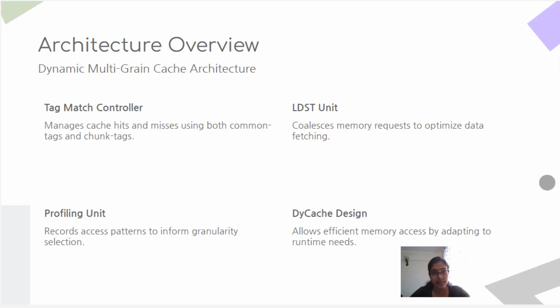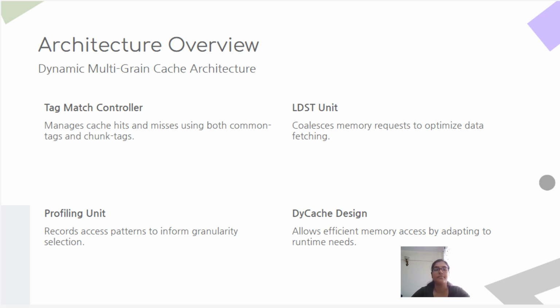Now let's look at the architecture overview. The architecture of DyCache includes a tag match controller that manages cache hits and misses by utilizing both common tags and chunk tags. The LDST unit coalesces memory requests to optimize data fetching while the profiling unit records access patterns to inform granularity selection. The DyCache design allows for efficient memory access by adapting to the specific needs of the application at runtime.